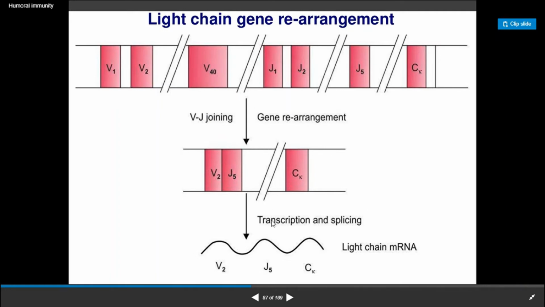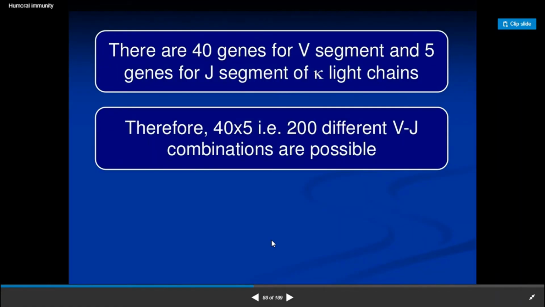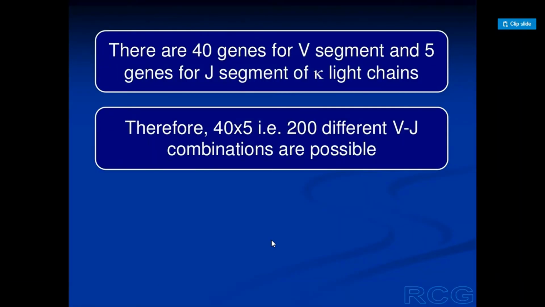After that, transcription and splicing take place, the light chain messenger RNA is formed, and new antibodies are generated. Here there are 40 genes for the V segments, as I've already shown, and 5 genes for the J segment of the kappa light chain. Therefore, 40 times 5, that is 200 different VJ combinations, are possible.